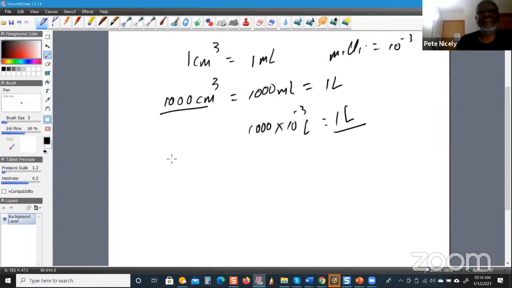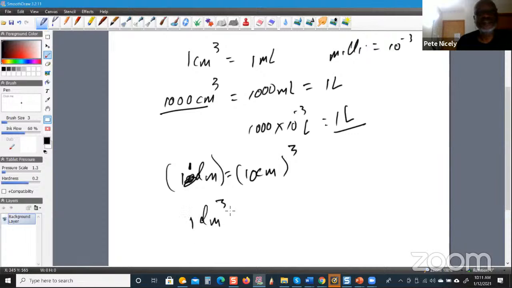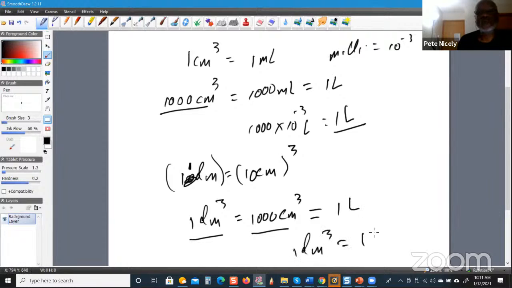Another thing that you need to recognize is that 1 decimeter is equal to 10 centimeters, all right? So if we were to cube this and cube this here, you're going to have 1 decimeter cube is equal to 10 cubed, which is 1,000 cm cube, all right? So here we have a relationship between the decimeter cube unit and the centimeter cube unit, which is in turn equal to 1 liter. So therefore, 1 decimeter cube is equal to 1 liter, all right?